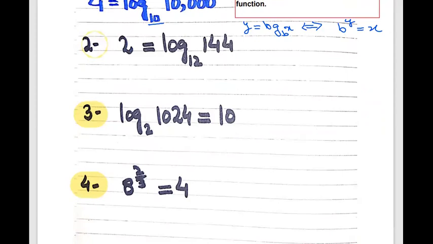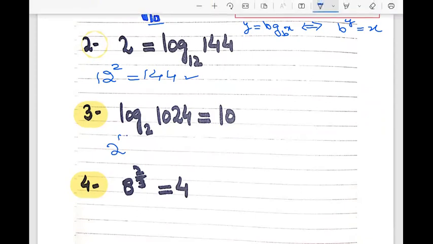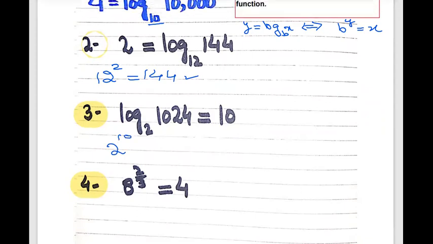We have to convert this logarithmic form into exponential form, which is very easy. The base is the same, and the solution of the logarithmic function is the power of the exponential function, and the remaining term is placed over here. So this is the exponential form. Similarly, we can convert this logarithmic form into exponential form. The base is the same, the solution of the logarithmic function is the power of the exponential function, and the remaining value is placed over here.